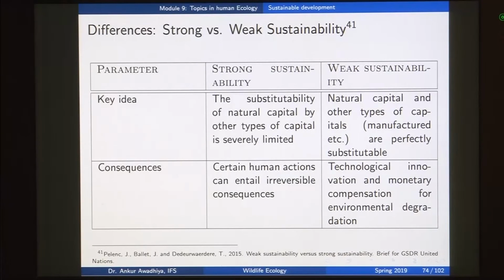On the other hand, weak sustainability would argue that technological innovation and monetary compensation for environmental degradation are good enough. It would say that if you are destroying a forest and paying people money, or if you are destroying the forest and making a good road, that covers up everything. Whereas strong sustainability would say that no, if you are destroying the forest, then you will have to make up for a forest somewhere else.